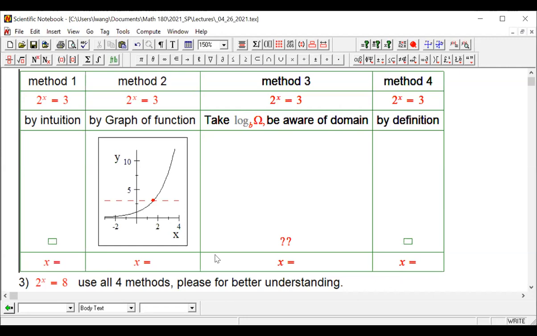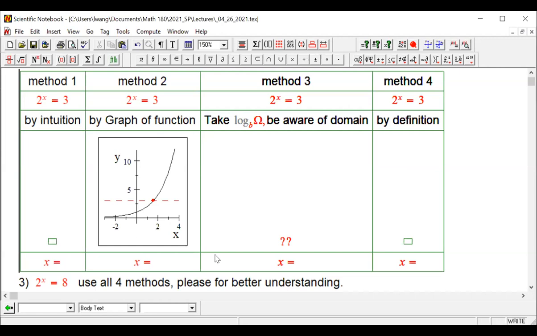Is the first method possible? I'm gonna tell you yes. But you have to look at all the properties we learned about logarithm. Method number two is more visual. It's very visual. Method number three, you had to be aware of domain, and domain requirements are satisfied. And method number four, what do you get? Do you have a solution using one of the methods?